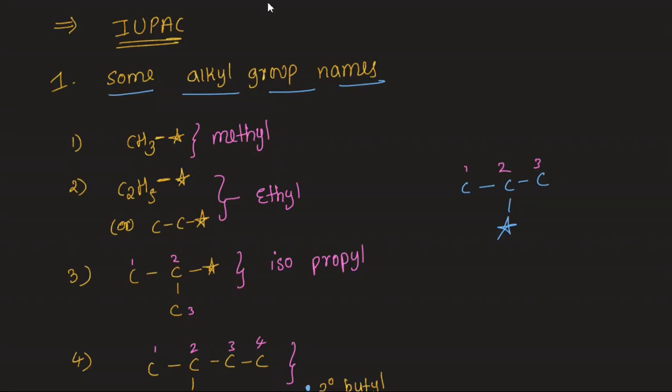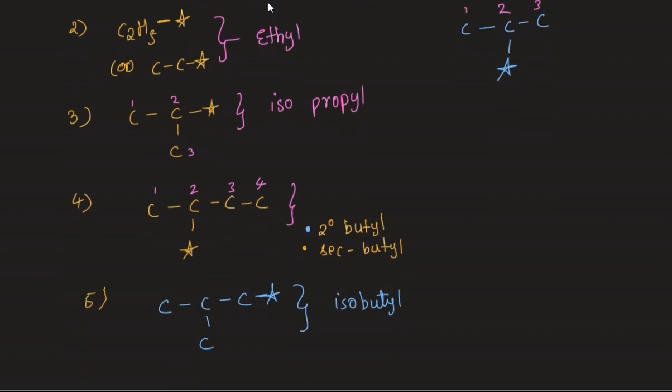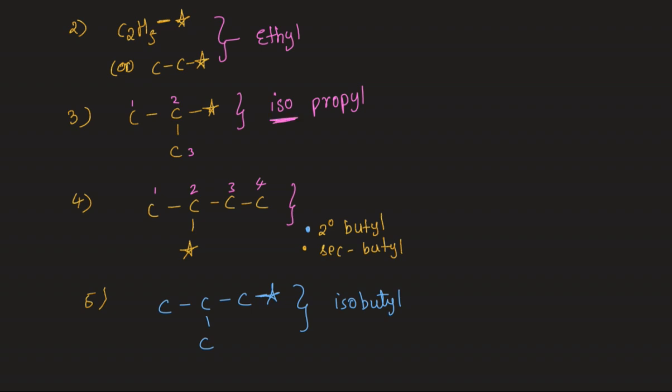Okay, before starting IUPAC we need to remember a few alkyl group names, right? So this CH3 group is nothing but what? Methyl group. C2H5 is nothing but ethyl group. Okay, next, this 7 shape. The trick to identify iso is nothing but the 7. Just remember iso is like this 7. If there is a 7 group attached, and you are attaching something here, then you should call it as what? Iso group.